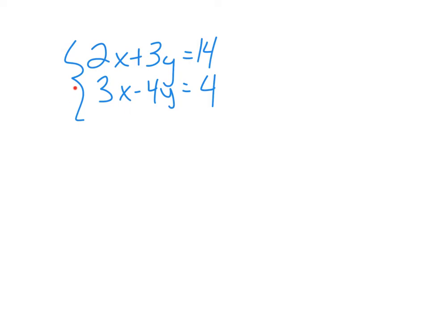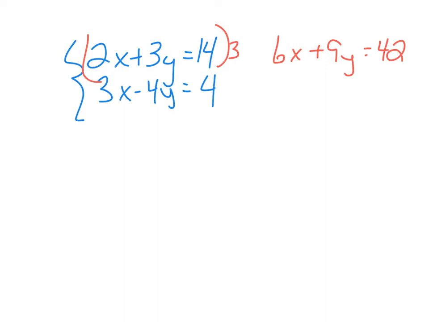So I need to think to myself, what do I multiply times 2 to make this a 6? Okay, so we'd have to multiply 2 times 3 to make this a 6x. So I'm going to do that. That would make my first equation 6x plus 9y equals 42, because remember that 3 is times everything in that equation.